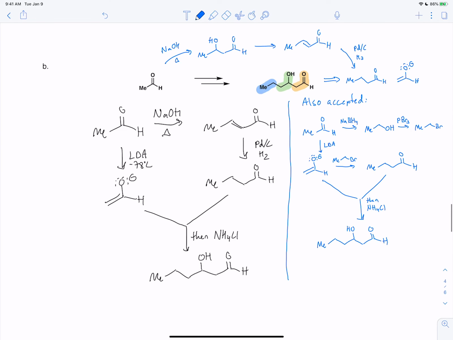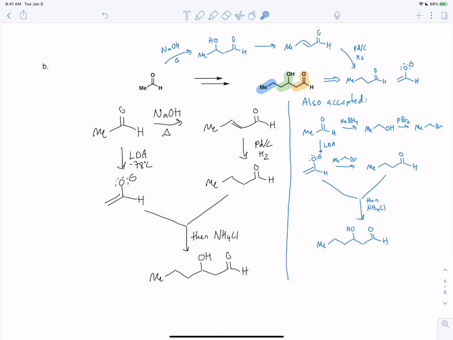So here I have the answer just written out, but I wanted to talk through the process a bit more, so I wrote it again above. But you can see we can take sodium hydroxide and heat. This gives us our aldol product, reduce with palladium on carbon and hydrogen, make the enolate from LDA so that we have selectivity in this crossed aldol reaction, and then finally a workup with ammonium chloride.